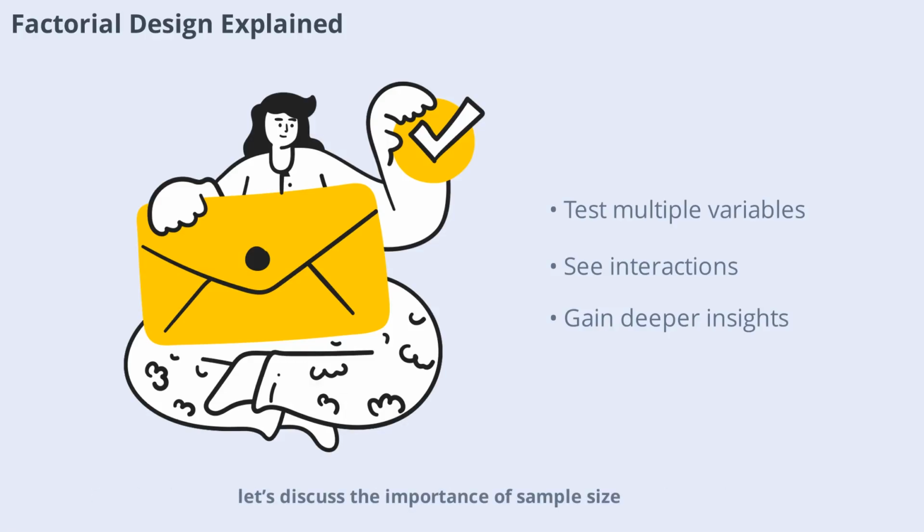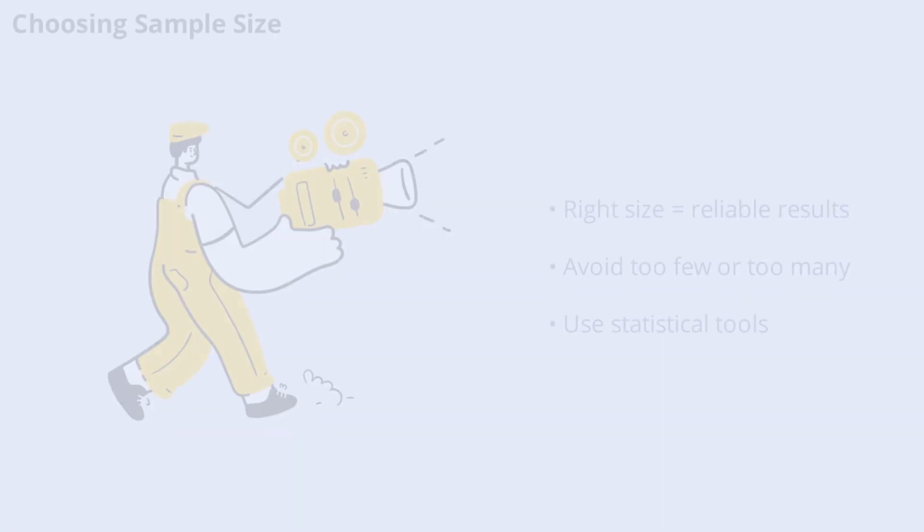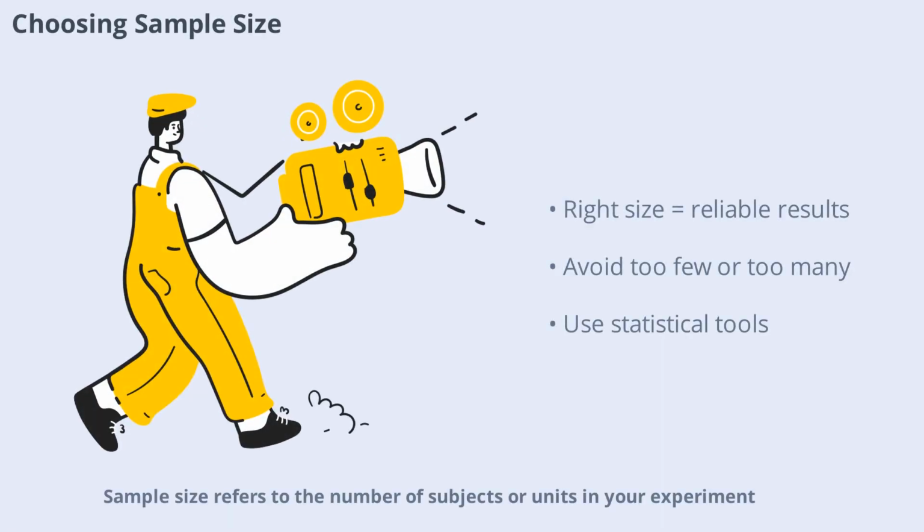Next, let's discuss the importance of sample size. Sample size refers to the number of subjects or units in your experiment. Choosing the right sample size is crucial for reliable results. Too few subjects can lead to weak or inconclusive findings, while too many can waste resources. Statistical tools can help you determine the optimal sample size for your study. A well-chosen sample size increases the power of your experiment and the confidence in your conclusions.